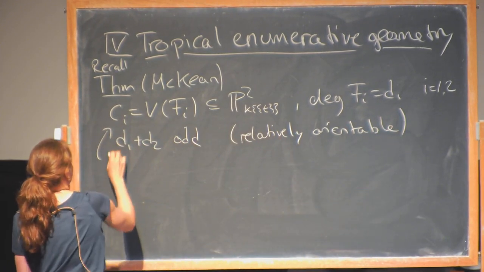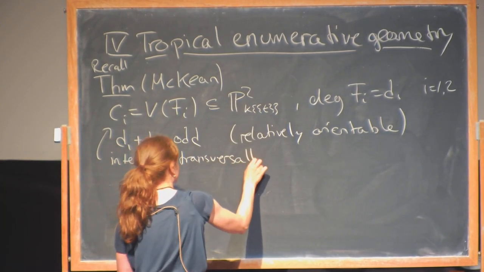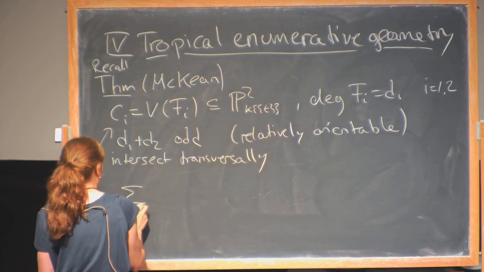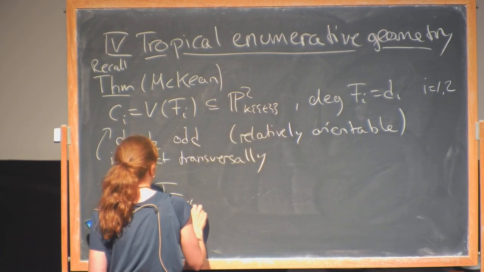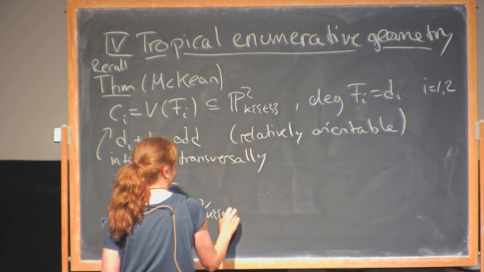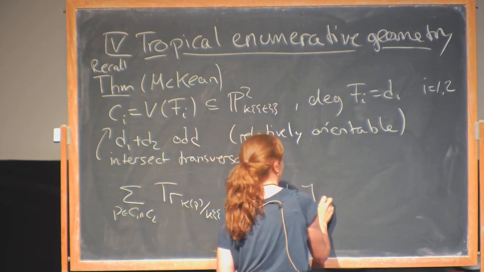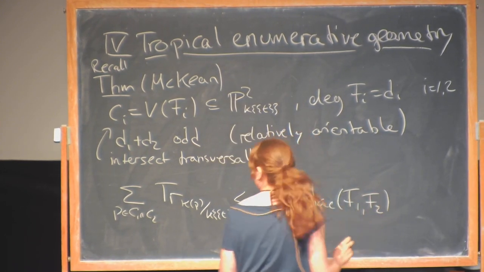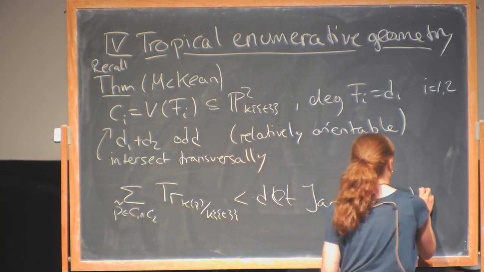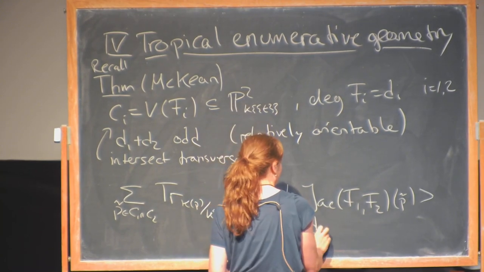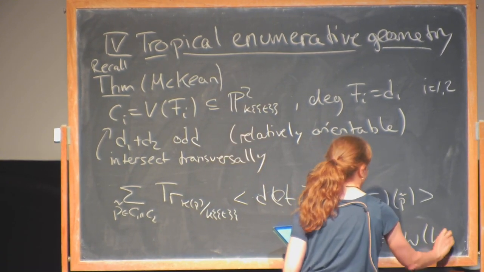Now assume that these two intersect transversely everywhere. Then we've seen that if I sum over the intersection points and take the trace from the residue field of P down to our base field, which is now the field of Puiseux series over K, and apply this to the determinant of the Jacobian of F1, F2 at P, maybe I want to call it P tilde now, then one gets d1 times d2 over 2 times H, where H is the hyperbolic form.